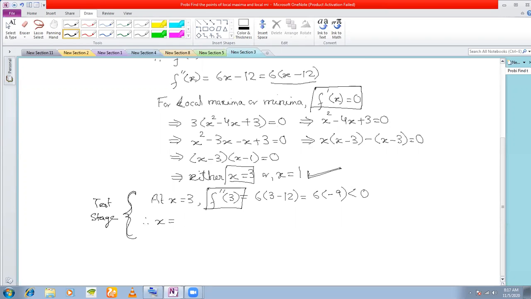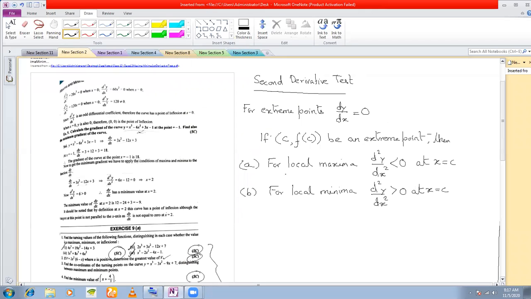You have seen clear, the sign of, see the condition also that I have given here. What is the condition? d2y/dx2 less than 0, and d2y/dx2 greater than 0, right? So that is why this is your testing stage.